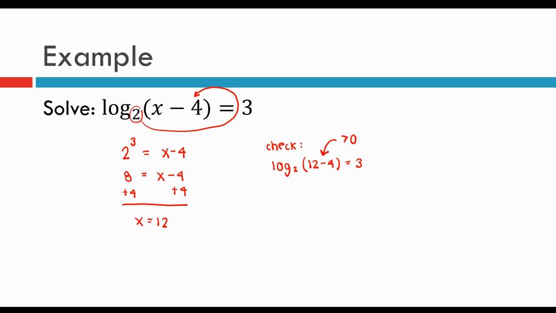Well, notice that 12 minus 4 is going to be greater than 0, so that means that 12 is our solution. Okay, if it wasn't, then we would say that we have no solution because the only value for x that we got didn't work. Okay, but in this case it does, so 12 is our answer.